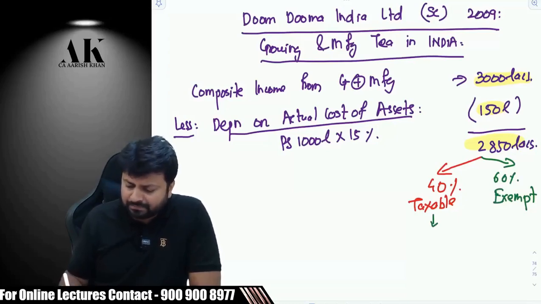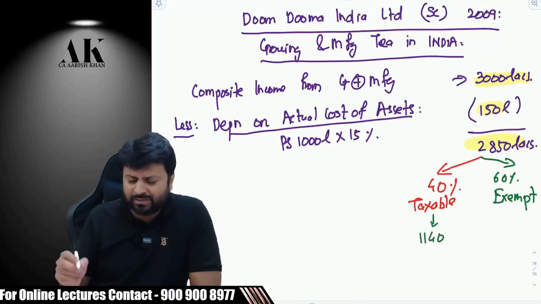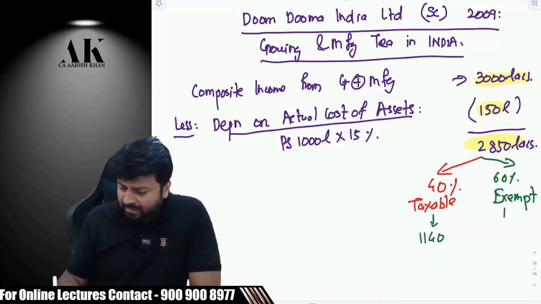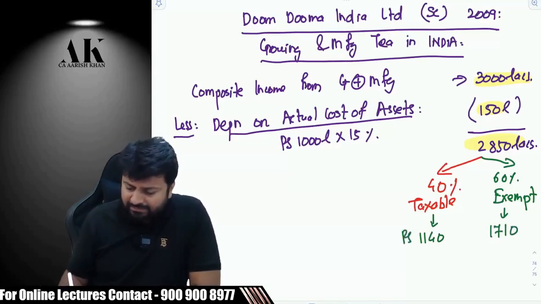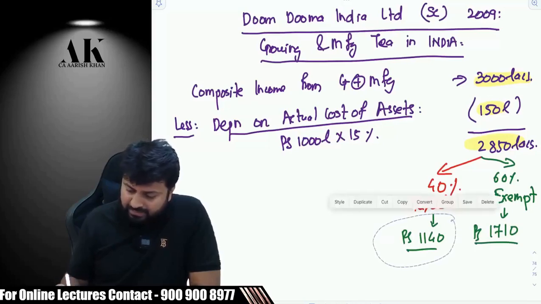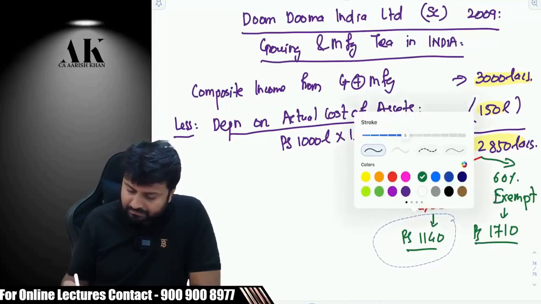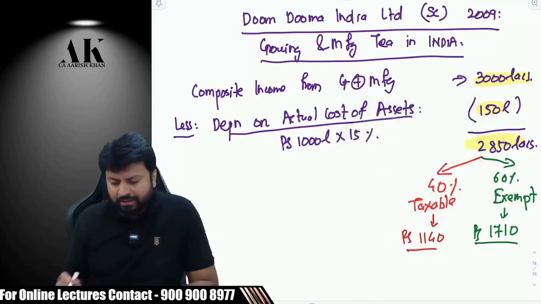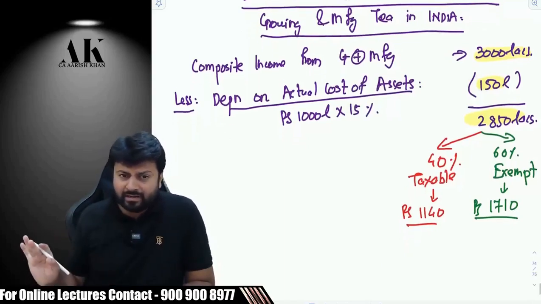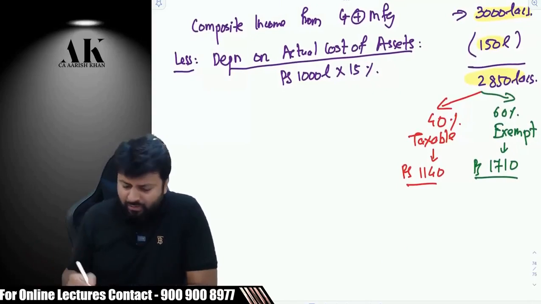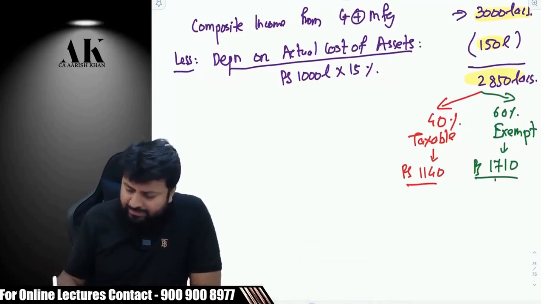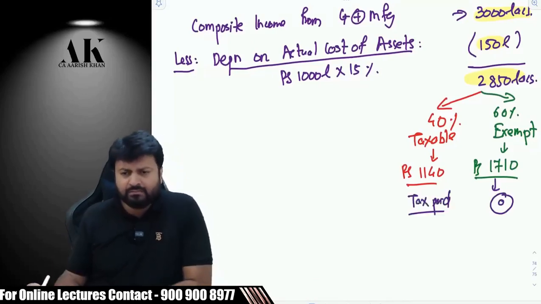So that will come to, I guess, 1140. Just calculate once if possible. 2850, 40%. Is it correct? Yeah. This will come to 1710. Listen carefully now. Pay attention, please. Now everything was absolutely fine till here. Nobody had any question. Everything was fine. So this will be zero tax and on this you have to pay tax. Tax should be paid. Shall I go ahead?